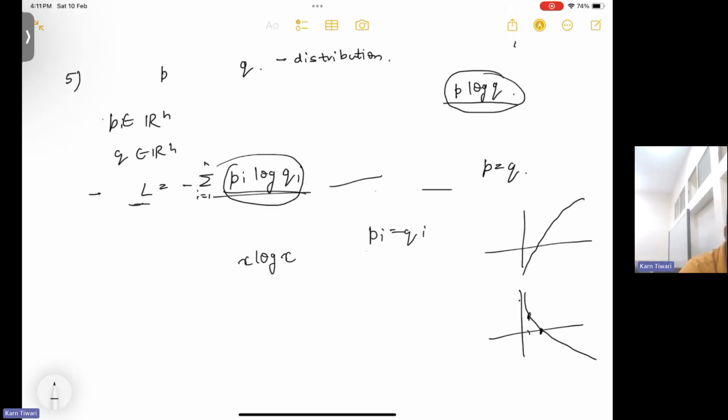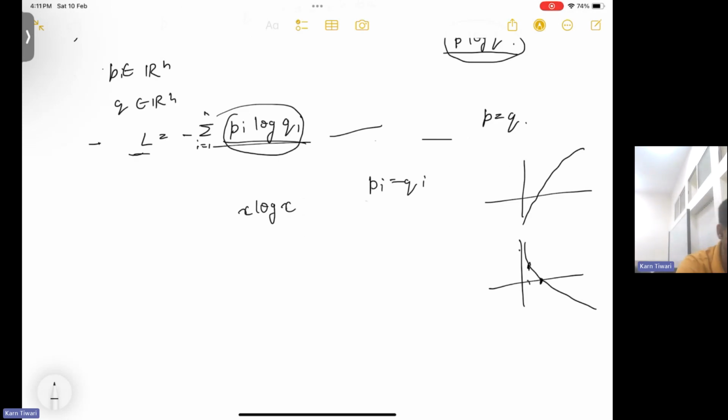But how do we justify it intuitively? We got it mathematically, but what is happening intuitively? The basic thing is we want to bound this term, Pi log Qi. Minus log Qi ranges from 0 to infinity, and we are multiplying it by Pi. So log Qi is between minus infinity and 0.